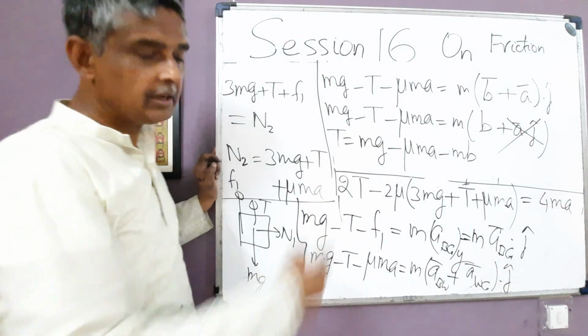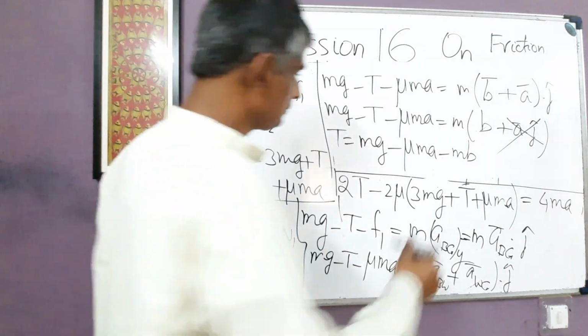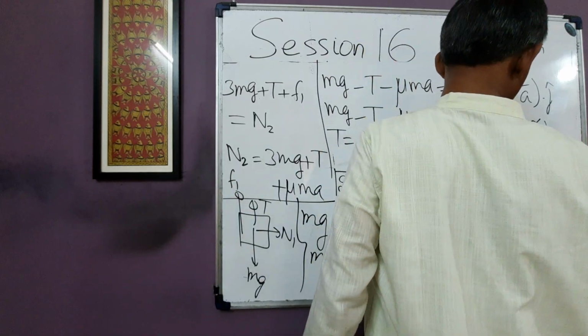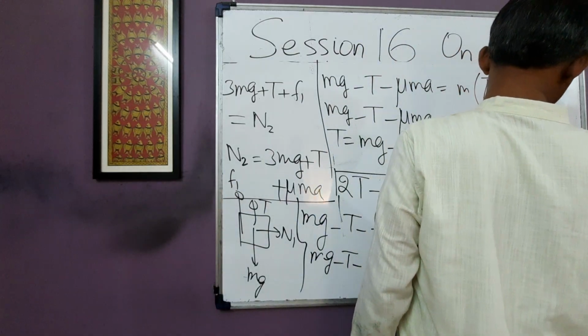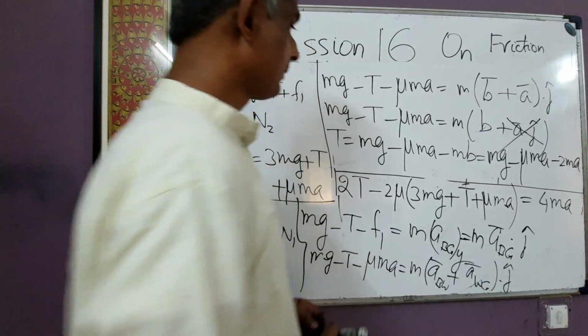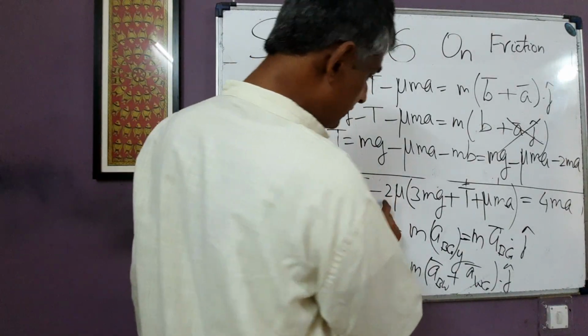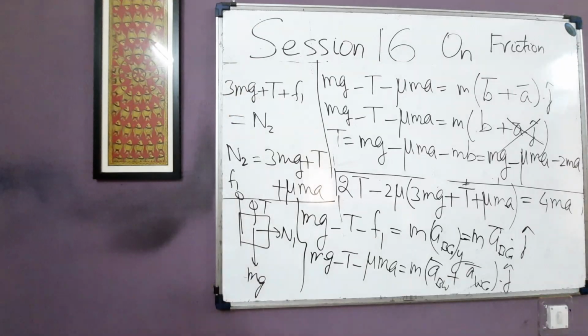Now b is equal to 2a, as we have determined in the beginning of this problem. This becomes mg minus mu ma minus 2ma. This is T. Now this T, what I'll do is substitute in this combined equation. I'll get the required answer.